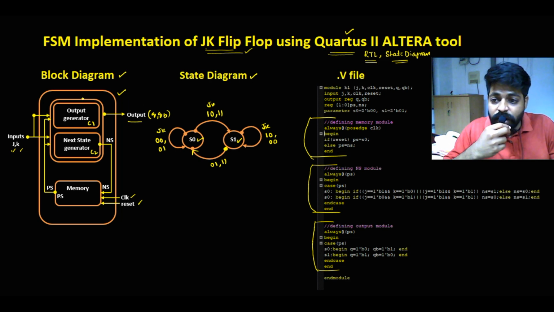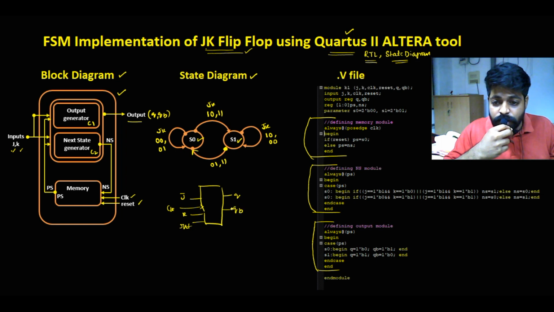Along with the module name come the ports of the JK flip-flop. I will have J and K inputs, a clock input, and a reset input, and Q is one output and Q bar is the other output. So this is the JK flip-flop, and the same JK flip-flop functionality we define over here.